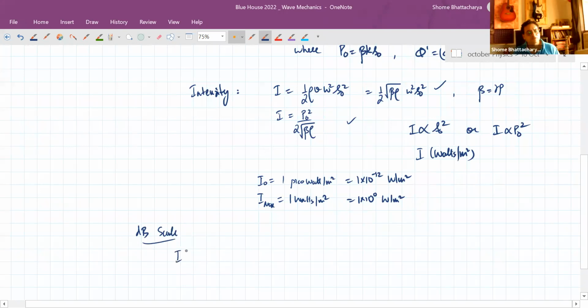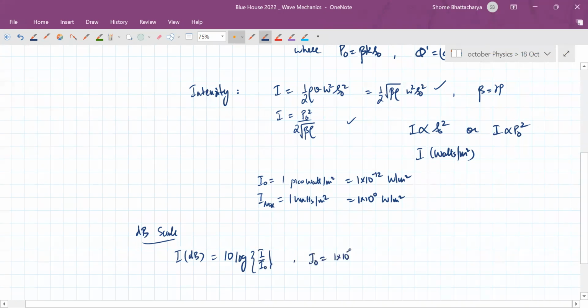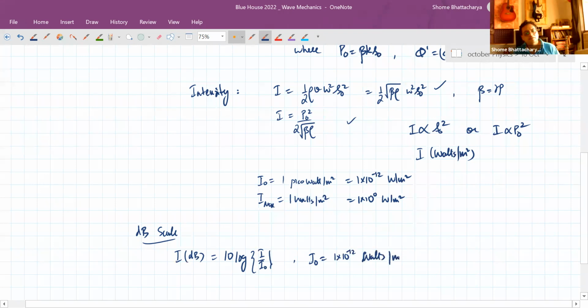It is a way of expressing the intensity as a logarithmic relationship with respect to a reference intensity. And that reference intensity is chosen as the threshold of hearing. So I naught is 1 into 10 raised power minus 12 watts per meter square, and that is the threshold of hearing.